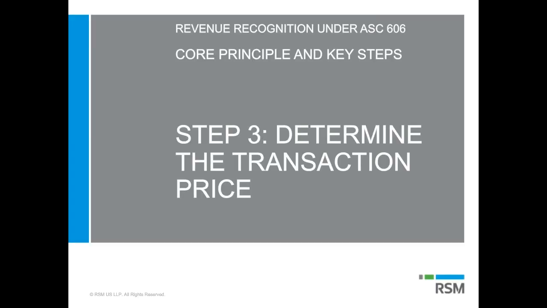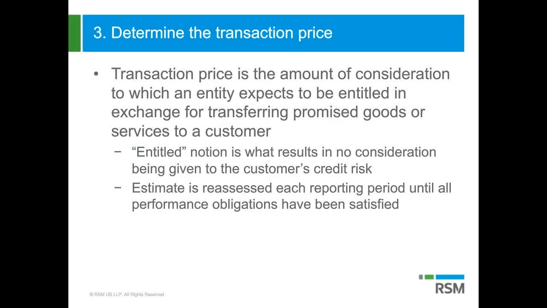All right, so now we've identified our contract and the performance obligations. So now we're moving on to determining what the transaction price is. Your transaction price is essentially the consideration you expect to be entitled to for transferring goods or services to the customer. You may remember from earlier I talked about this notion of what you expect to be entitled to for transaction price. So it's not necessarily what you expect to collect.